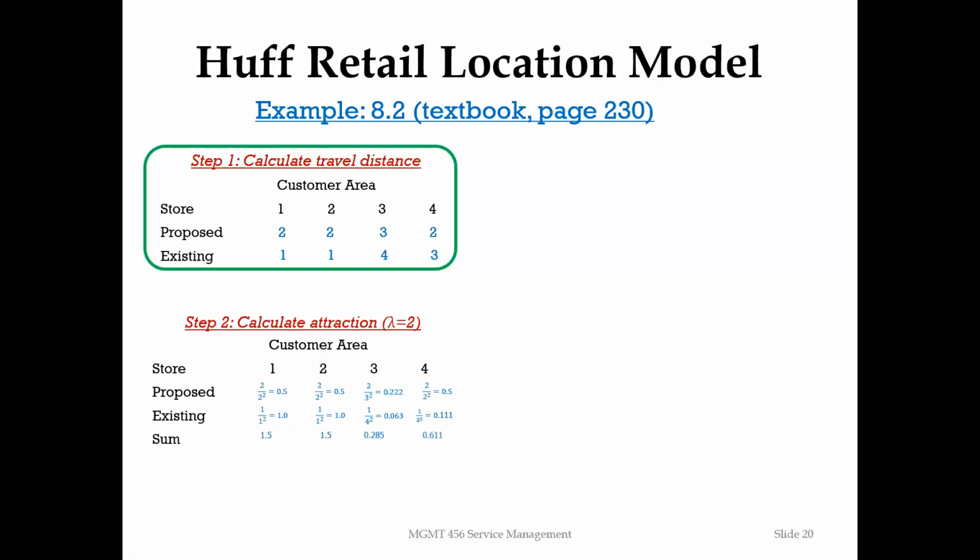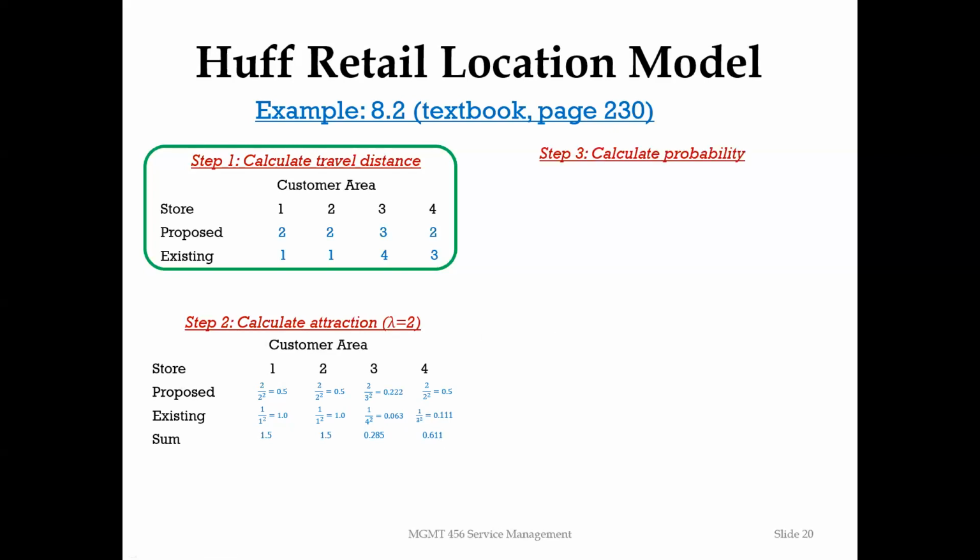So how do we get 0.285? Basically, it's 0.222 plus 0.063. How do we get 0.611? We do 0.5 plus 0.111. So we need to do a sum for each column. So that completes step 2. Now let's move to step 3.